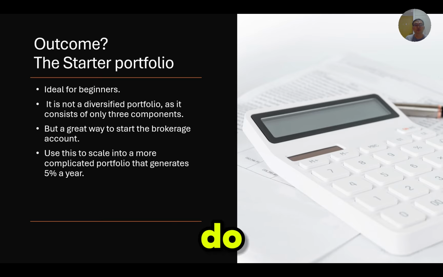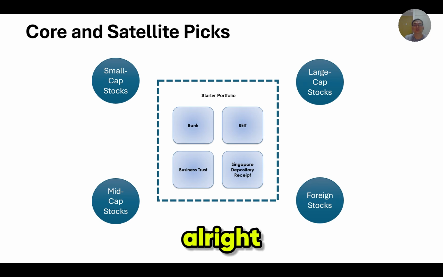And what we want to do is we want to be able to build a stable portfolio that can give you a dividend with just three counters. All right, great way to start a brokerage account. Okay, and then we can scale it into something more complicated later on with 15 to 20 counters. All right, and I'm just showing you in a very broad helicopter view of how this starter portfolio looks like.